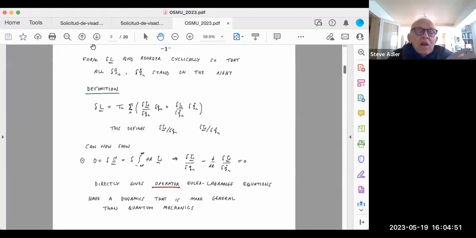It's now easy to show that a lot of the properties of classical Lagrangian and Hamiltonian dynamics carry over to this framework. For example, requiring that the action be stationary, that is, the variation of S, the integral dt of boldface L, is zero, implies the Euler-Lagrange equation: the derivative of the trace Lagrangian with respect to q_r, minus d/dt of the derivative with respect to q-dot_r, is zero. And these are now operator equations. So this directly gives operator Euler-Lagrange equations. There's no need for a canonical quantization here. My own view is that canonical quantization is basically an algorithm for inverting the classical limit of quantum mechanics and shouldn't play a role in the fundamental theory. So this gives a dynamics that's more general than quantum mechanics. Next slide, please.